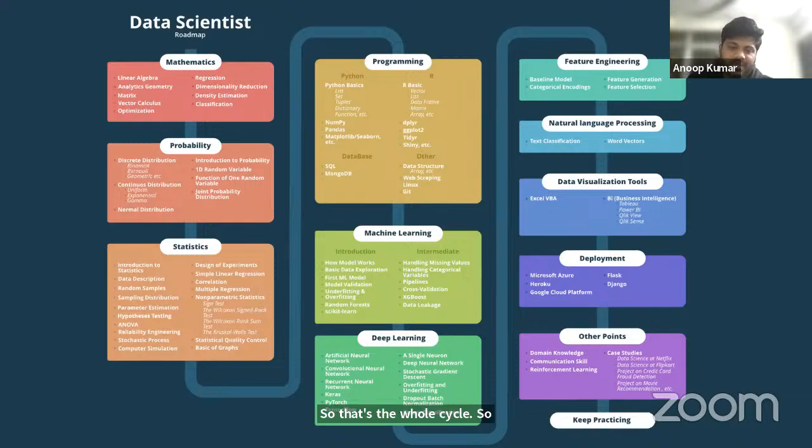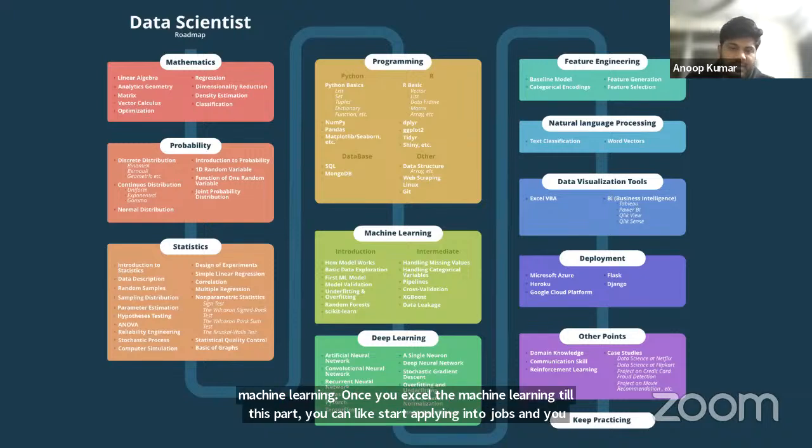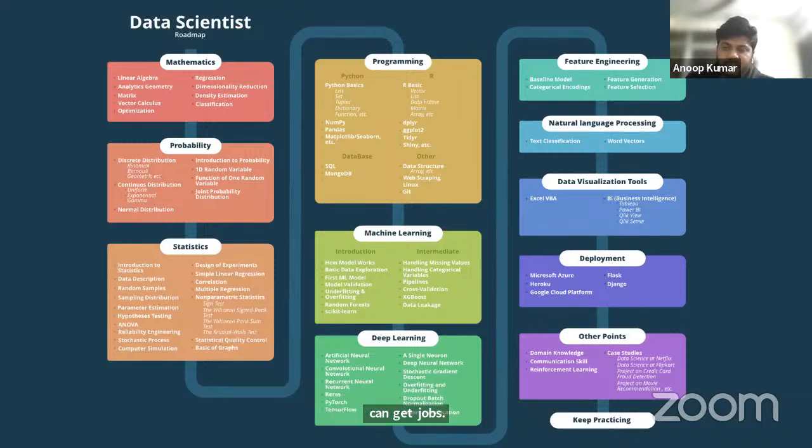Once you excel at machine learning till this part, you can start applying for jobs, right? Once you are done with ML, programming, math, probability, and stats, these five things, you can start applying and you can easily get data analyst or even data scientist jobs. These days people also ask for deep learning, so it is a good-to-have skill to have deep learning concepts in mind.